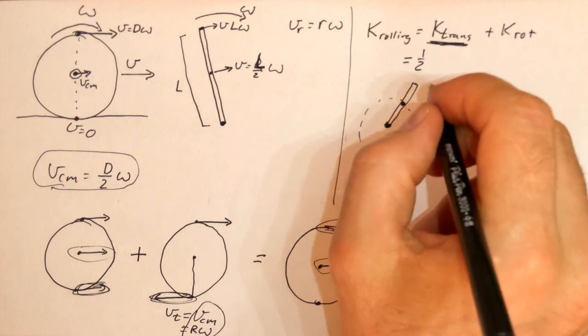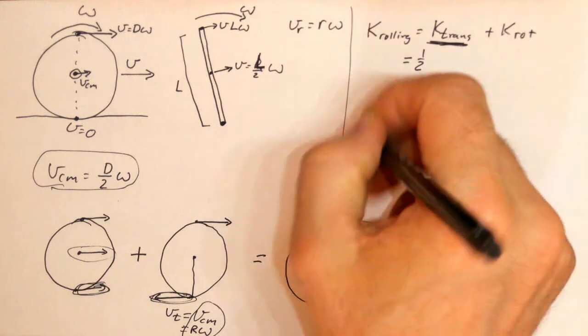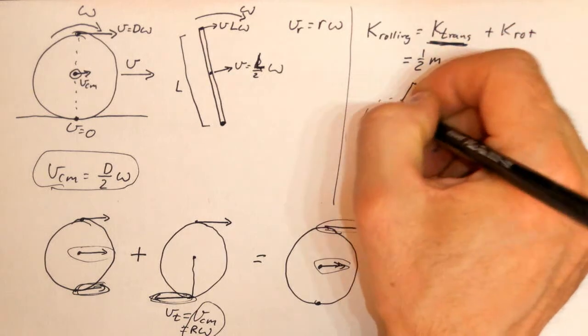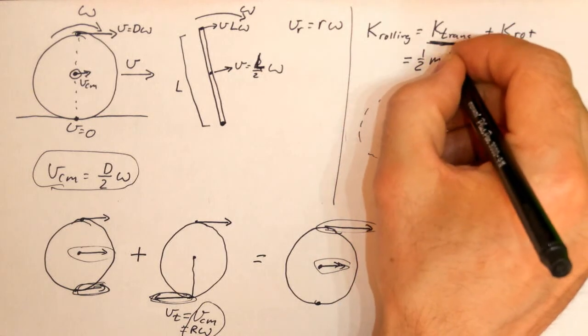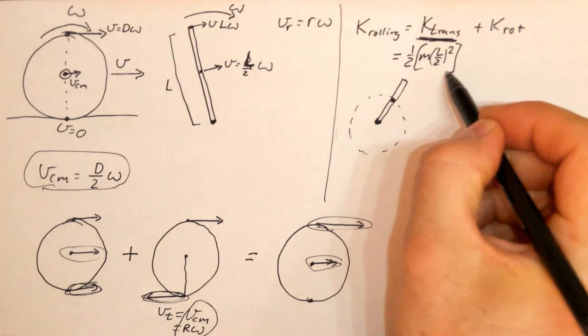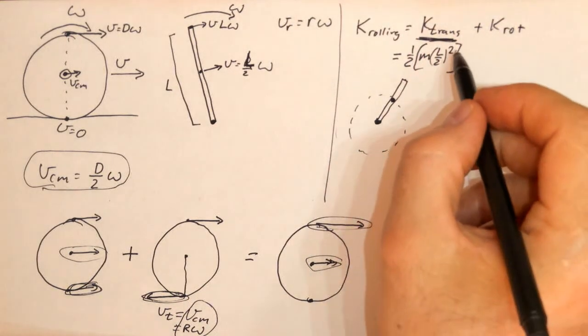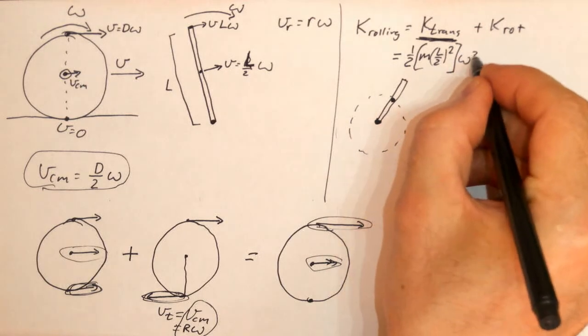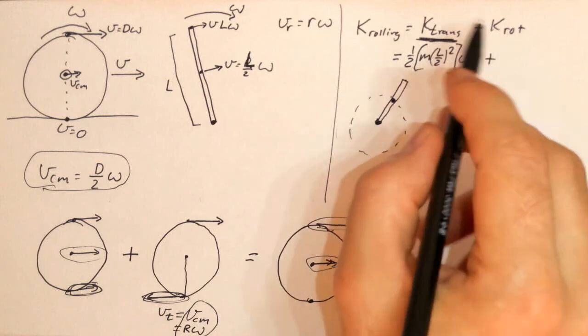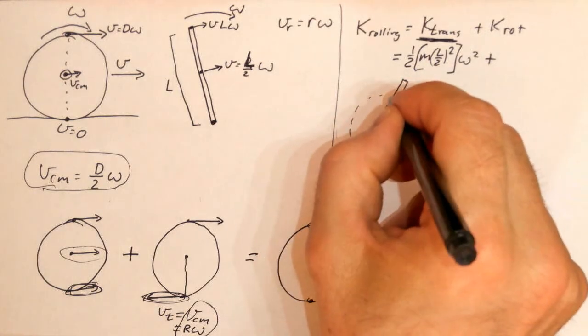The rotation of a point particle flying around in a circle is going to be just mr, which is (L/2) squared. That's a point particle. That's the moment of inertia for a point particle. And then I have omega squared. And then I add to it the rotational about the center of mass.